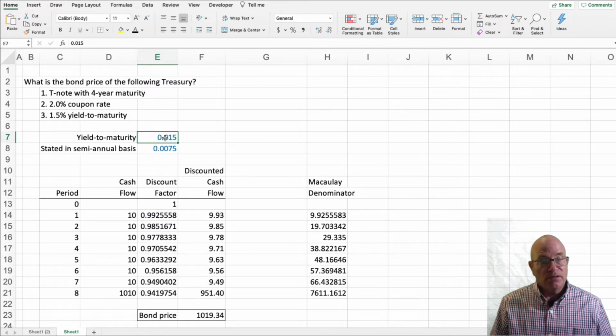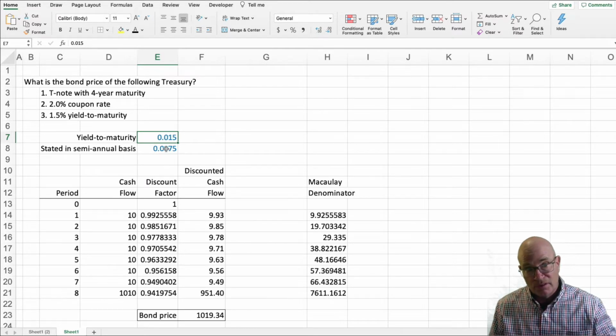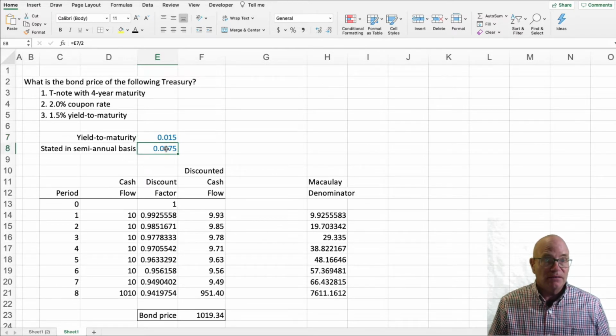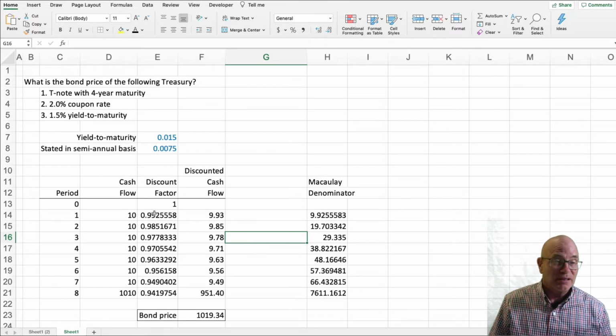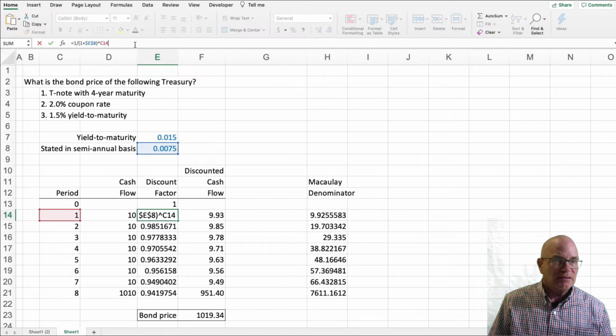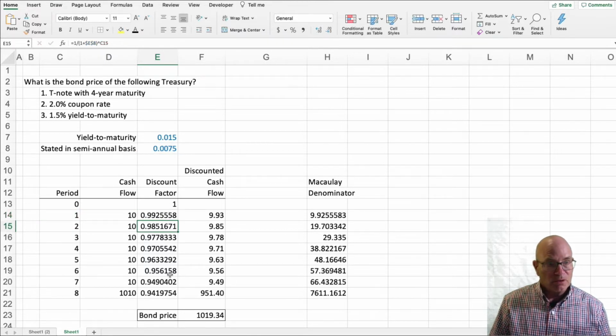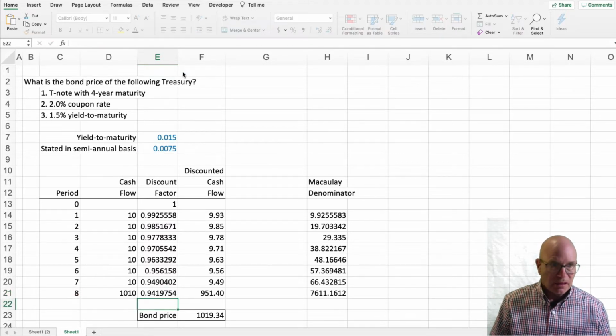We're going to start with a yield to maturity of 1.5%. We know that if we know the yield to maturity, we can find the bond price. That on a semi-annual period is just divided by 2, 0.75%. All right, we take our discount factor, 1 divided by 1 plus the discount rate raised to the period. First one is raised to the 1. Last one is raised to the 8th. That comes up with our discount factor.